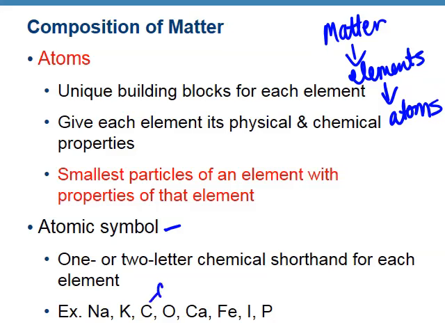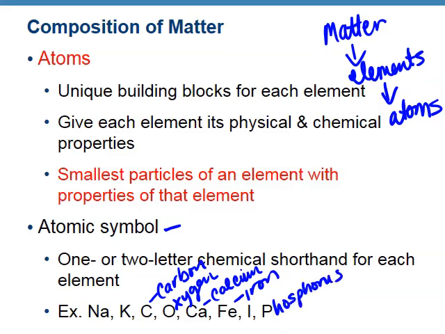This one we probably have seen already. Carbon, oxygen. Some of these other ones, this is calcium. This is iron. Phosphorus. Iodine. This one is potassium. And this one is sodium. And these are ones that we'll see frequently throughout anatomy.